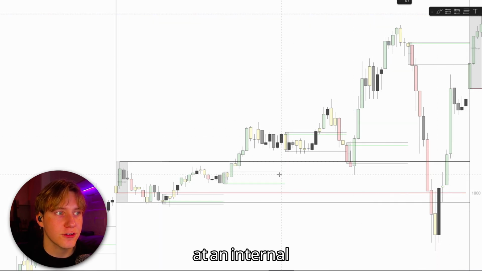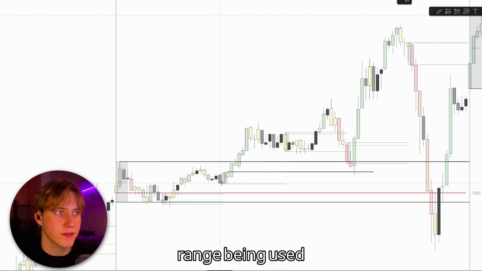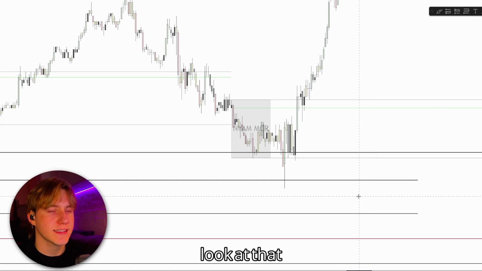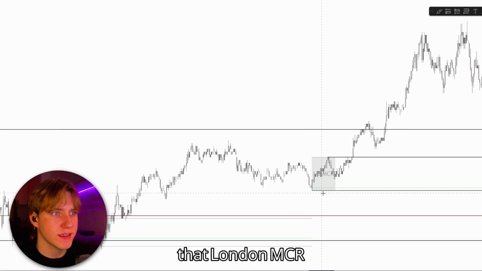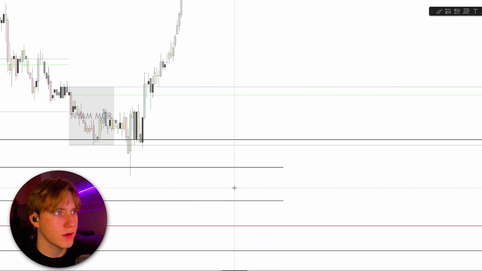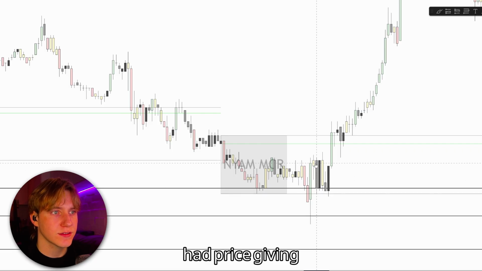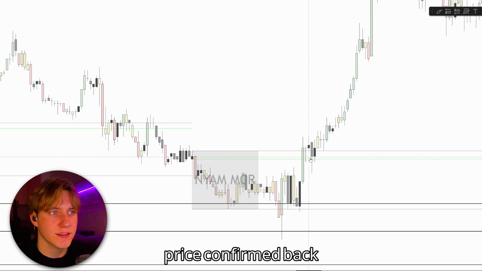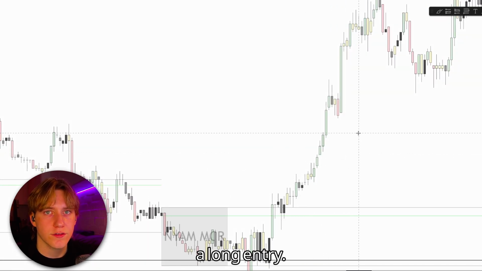So let's look at an internal range right here. We can see clearly that same range being used as an area of interest for price to continue higher off of internal liquidity of this 1800 profile. If we look at that same range, but down to a 1-minute scale, we can see that London MCR, where price wicked into on the 1 minute. We then had price giving us a delivery to the other side of our MCR, where price confirmed back into the range and then gave us a long entry.